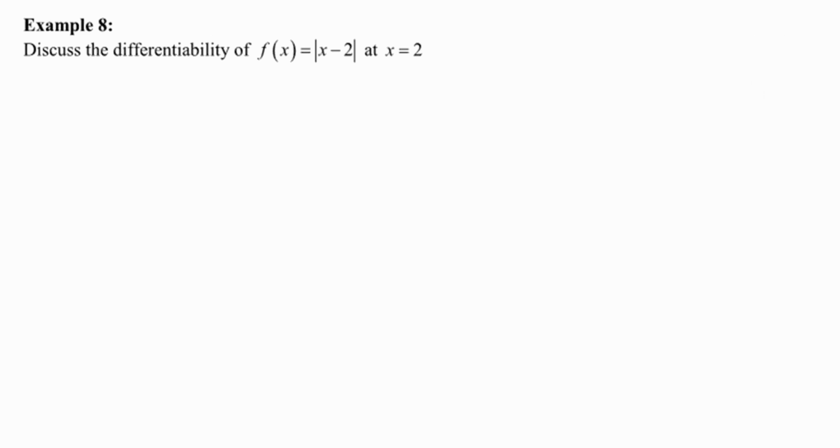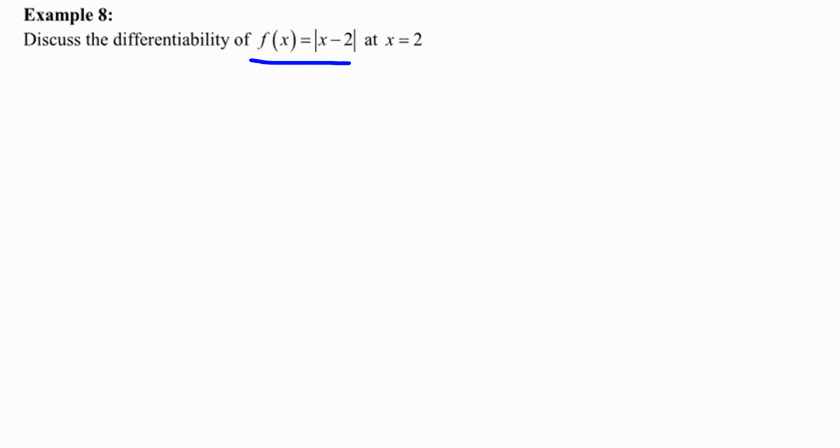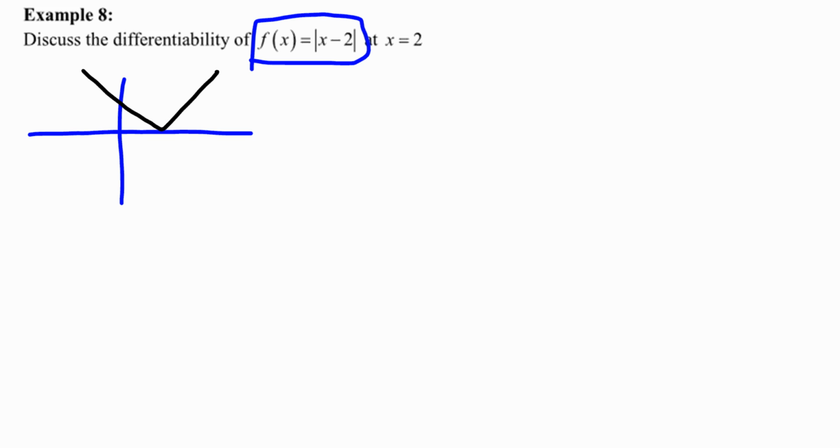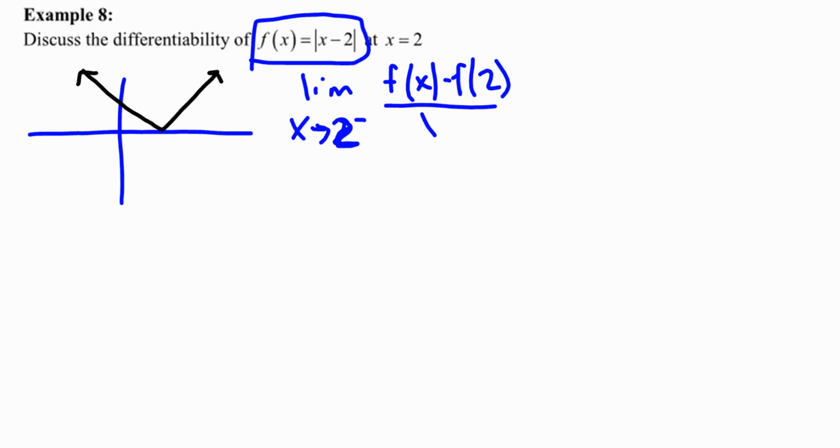Just a good example to talk about this: this is that absolute value function, just moved to the right 2. So we have this as our f of x. Is f of x differentiable at 2? It appears not to be, but let's use that definition. The limit as x approaches 2 from the left of f of x minus f of c, but c in this case is 2, all over x minus 2.